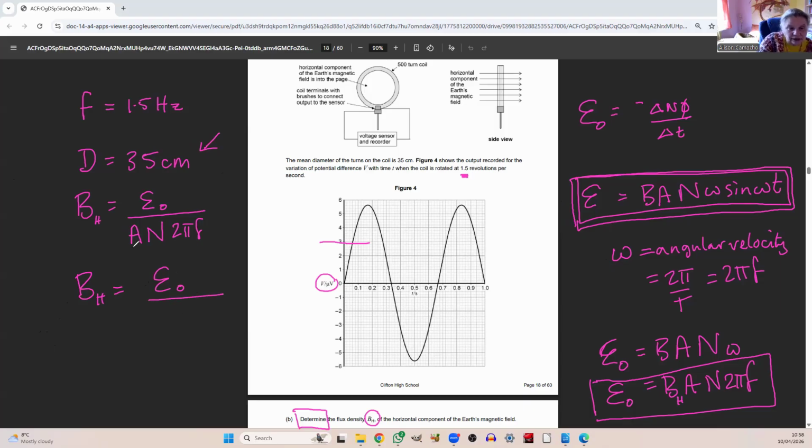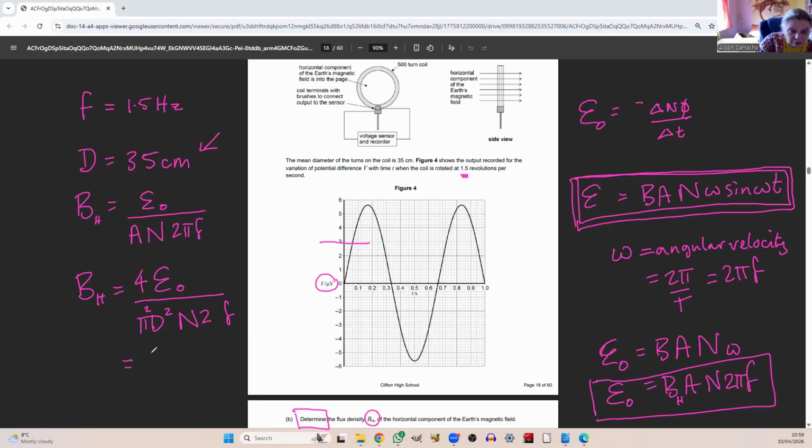Now we've got epsilon naught over, and then the cross-sectional area in terms of the diameter is pi d squared over 4. I'm going to put my 4 on the top. That's my A. I've still got N. I've still got 2 pi f on the bottom. So I've actually got pi squared on the bottom. Let's do a squared and get rid of that one. Okay, and now I can write it down.